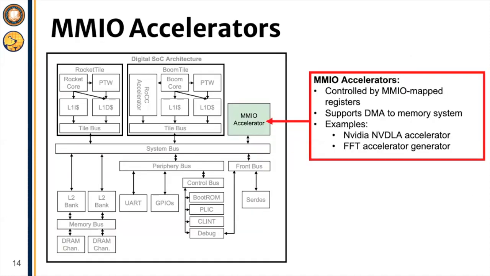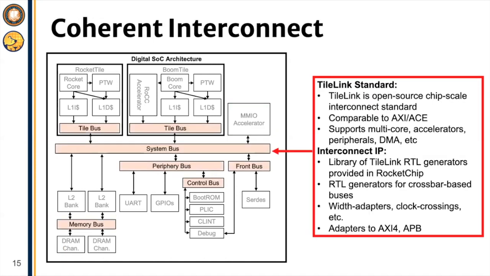Finally, you can also, of course, implement or integrate your accelerator as an MMIO-controlled device. So these are the standard ways, driven by control registers that your core writes to. Some examples of accelerators in Chipyard that are integrated this way include the open source NVIDIA NVDLA accelerator and a small DSP accelerator generator, just as an example.